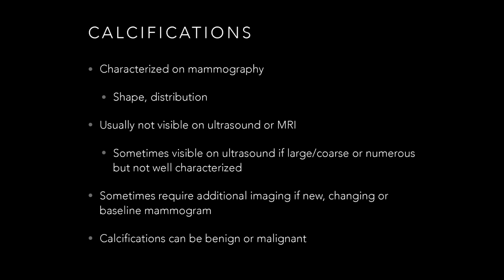We're also looking for calcifications. And these are characterized on mammography. We talk about the shape and distribution of the calcifications. Usually we do not see calcifications on ultrasound. We can, but we don't really characterize them very well, and they're not seen on MRI. Sometimes we may require additional imaging if the calcifications are new, changing, or if it's a baseline mammogram and we need additional information. And calcifications can be both benign and malignant.